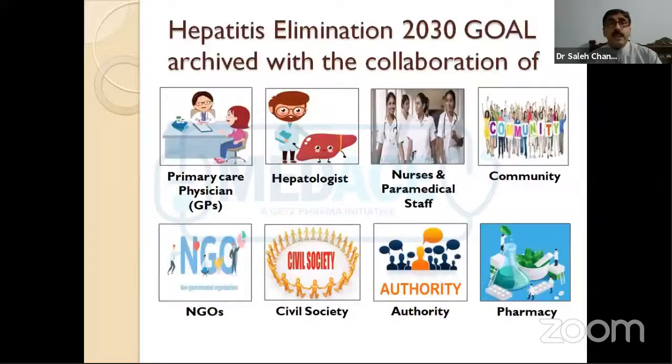There are many stakeholders to overcome this issue and eliminate viral hepatitis from the world. The main ones are the primary healthcare physicians, who are known as the GPs, hepatologists, nurses, and paramedical staff, community, NGOs, civil society, authorities, pharmaceutical companies. Data on the number of doctors registered in PMDC: total number of doctors registered up to 2020 is about 1,90,000.